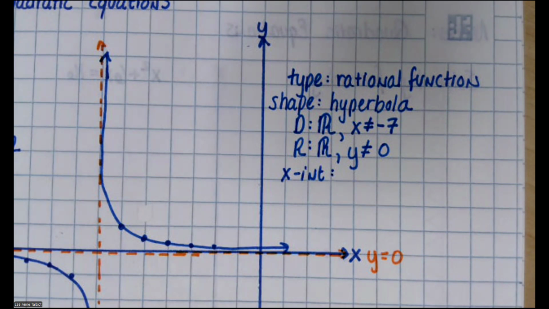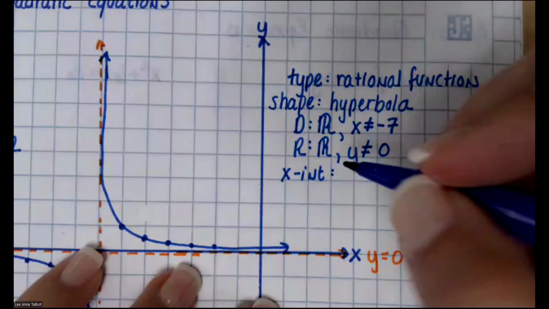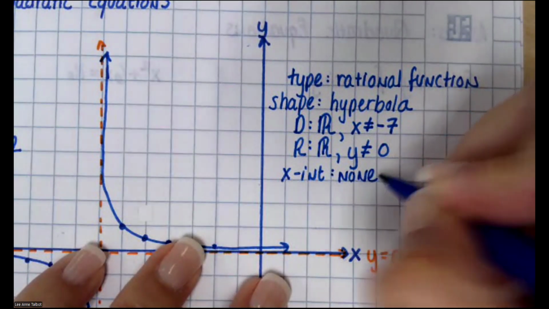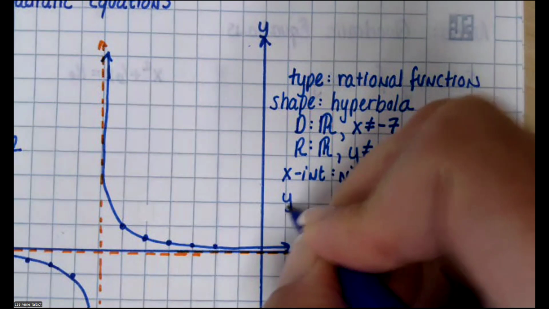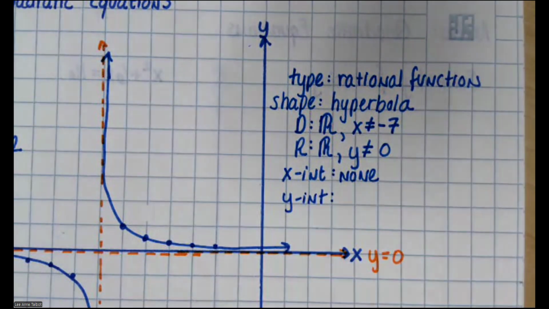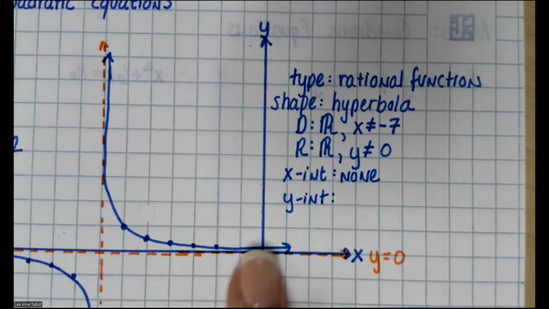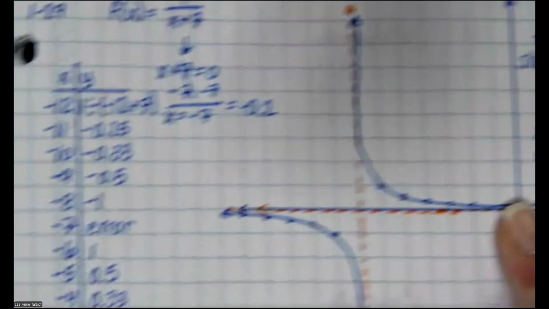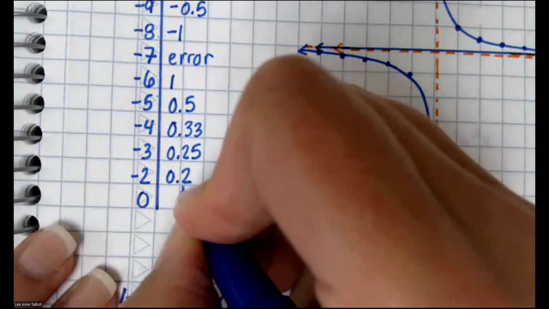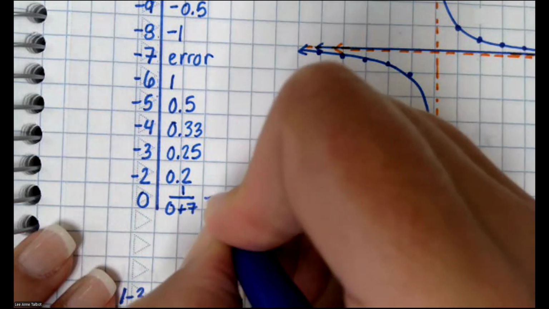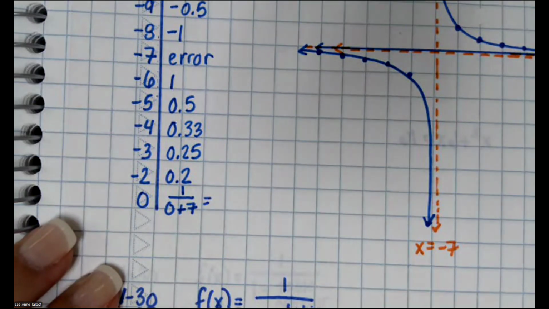There's more to describe on these, by the way. X-intercept. Trick question. None. That's the whole thing about asymptotes. It approaches but never touches. Can't touch it. It's hot. No touchy. Y-intercept. It's right here. We can find it by plugging 0 in to the function. So 1 over 0 plus 7. 0.14.